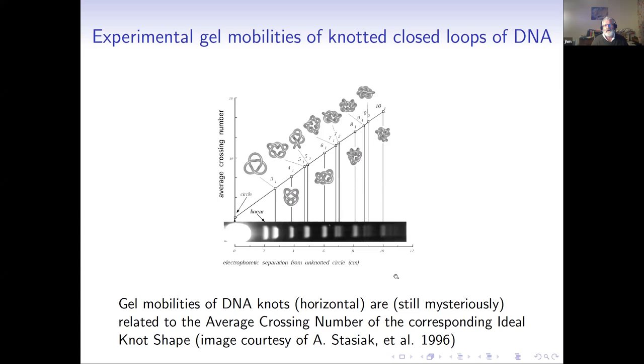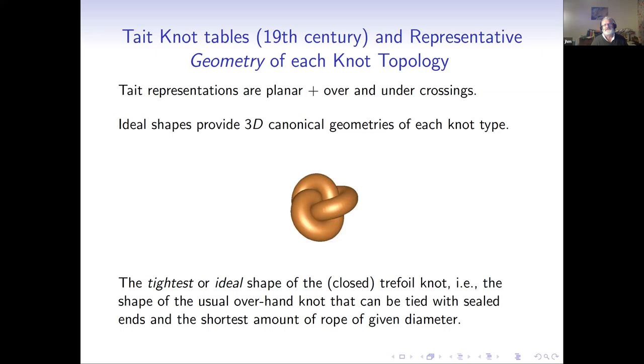Okay, so that's fine. And now I go to the next one. So the Tait knot tables like that. There's a representative geometry of each knot topology. Tait just sort of picked nice things he could draw in a book, right? And so they're planar, but with the addition of over and under crossings. So then you can figure out the knot type as drawn on a page. But then ideal shapes provide sort of three-dimensional canonical geometries of each knot type.